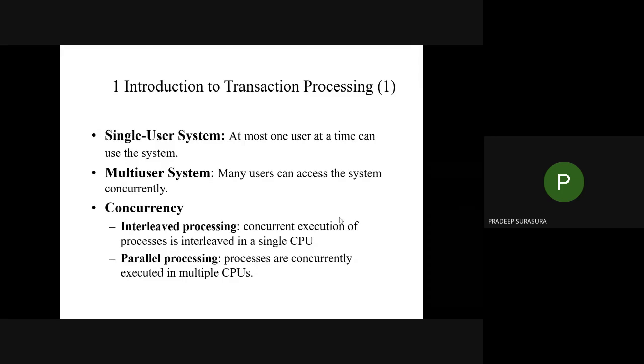It is very obvious that in a single user system, only one person is working at one point of time. Similarly, a multi-user system has multiple users accessing the system. Now, the intention behind understanding what a single user system or multi-user system is, is that there is a difference.